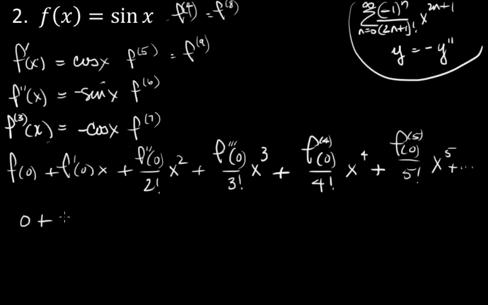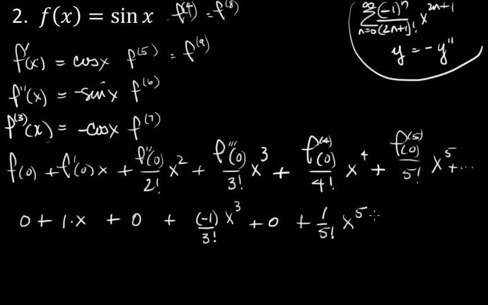So the sine of 0 is 0, plus f prime of 0, cosine 0 is 1, times x, plus f double prime of 0, well, that's back to minus the sine of 0, so that's going to be 0, plus f triple prime of 0 is minus 1. So we have minus 1 over 3 factorial times x cubed. Well, the fourth derivative will be 0 again, so we don't need to divide it by 4 factorial. Plus, the fifth derivative is cosine, so that's going to be plus 1 over 5 factorial, x to the fifth. And it's going to keep going like this. We're going to get plus 0, and then we're going to have minus 1 over 7 factorial, x to the seventh, plus, and so on.